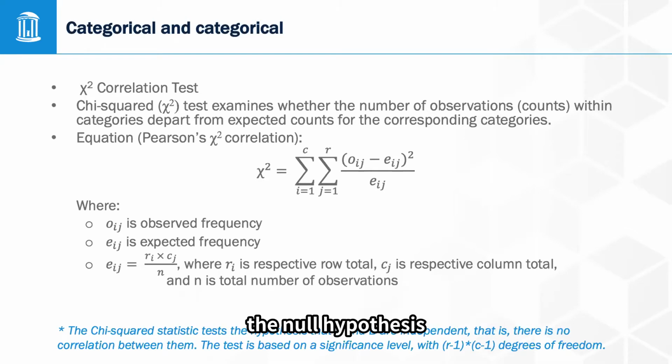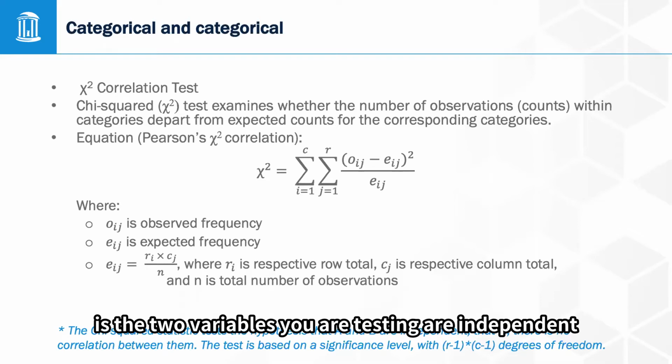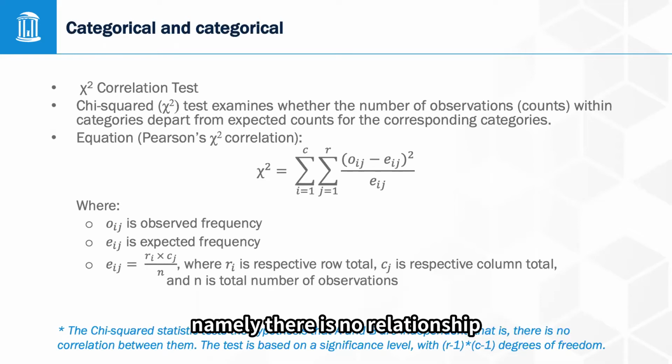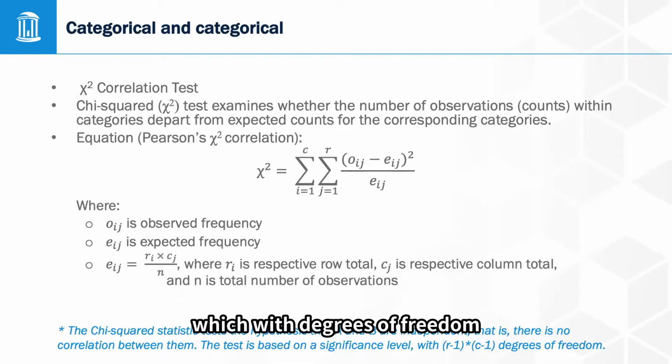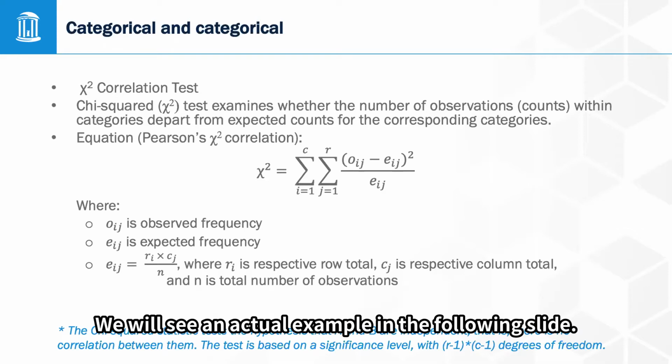Here, the null hypothesis is the two variables you are testing are independent. Namely, there's no relationship between the two variables. The test is based on a significance level, which comes with degrees of freedom. We will see an actual example in the following slide.